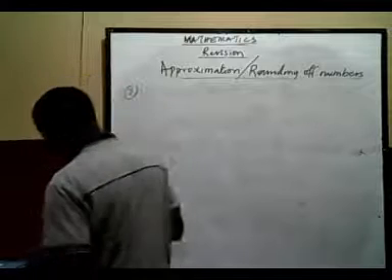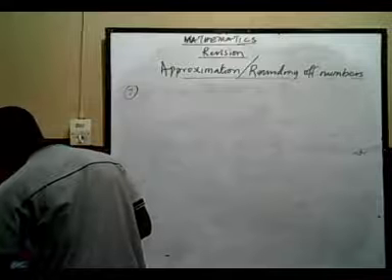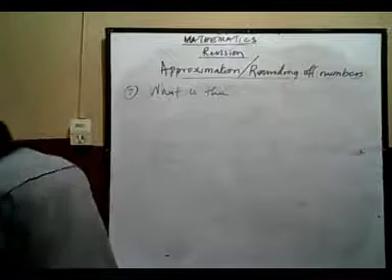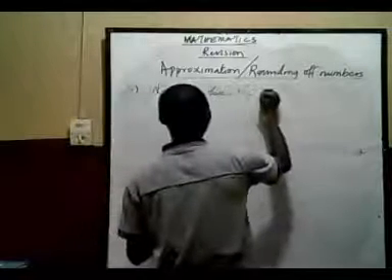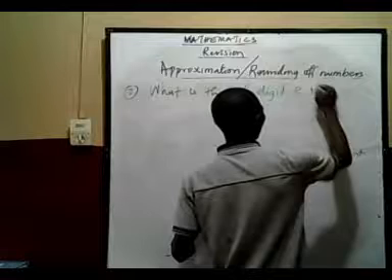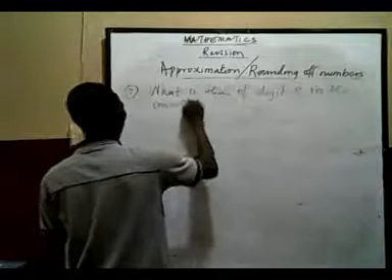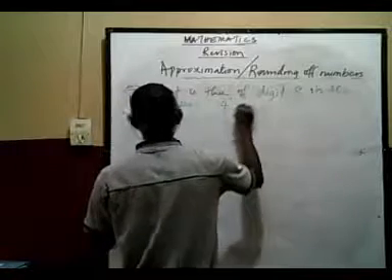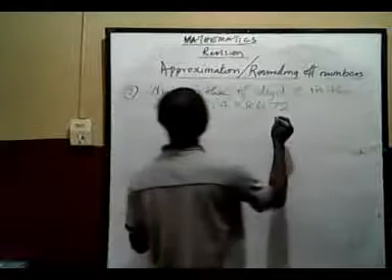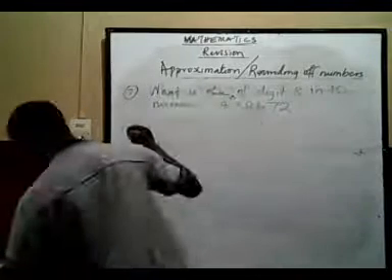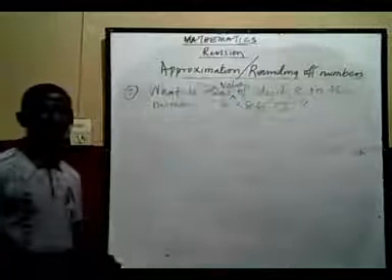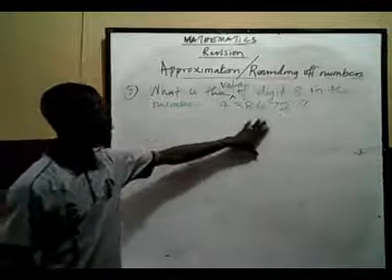For example, let's look at question 7. What is the value of digit 8 in the number 438672? We are asked the place value. What is the value of digit 8 in the number 438672?